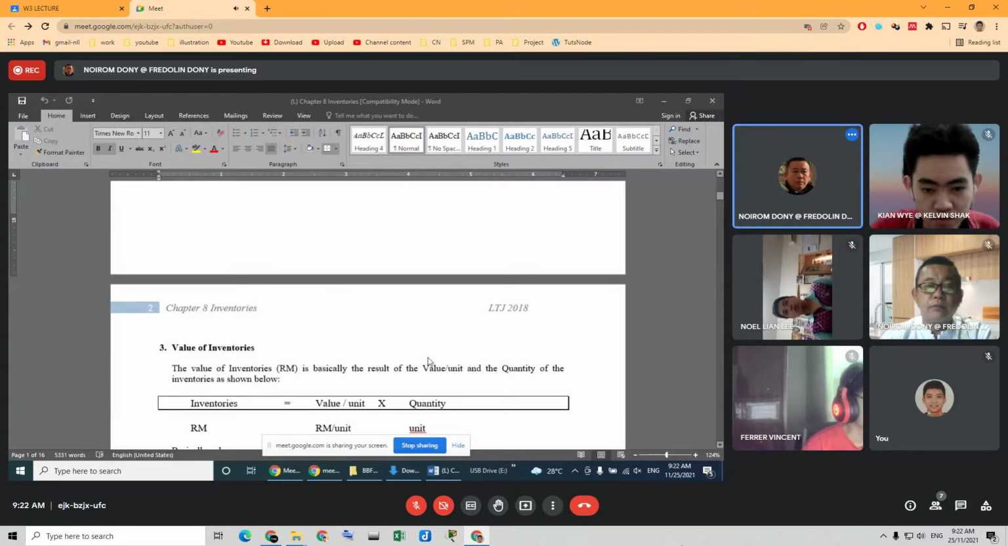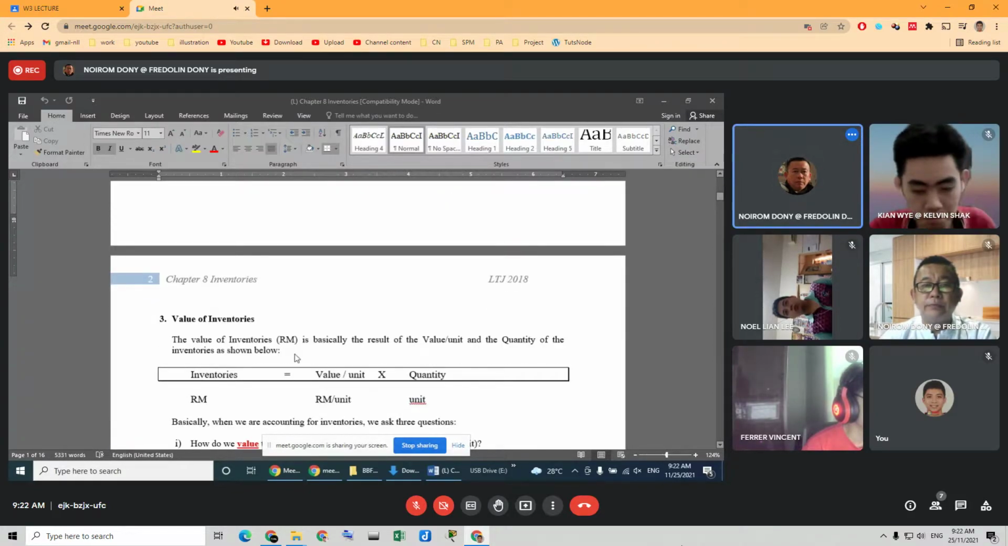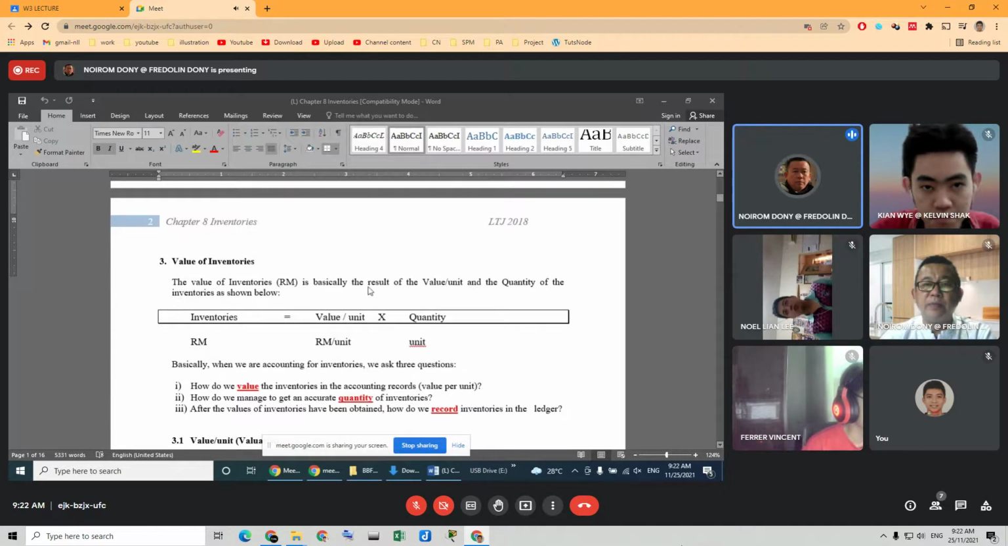And the third one, the value of inventory is basically the result of the value per unit times the quantity of the inventory shown below. So this is the value, equal to value per unit times quantity. So normally you will be given like 5 ringgit 50 cent per unit. So if you bought 1,000 units, so 1,000 units times 5 ringgit 50 cent, that will be the value of inventory.